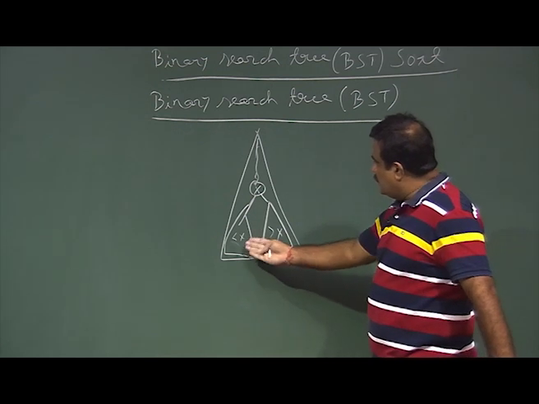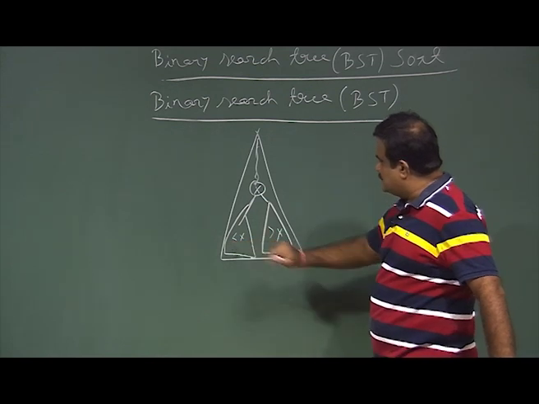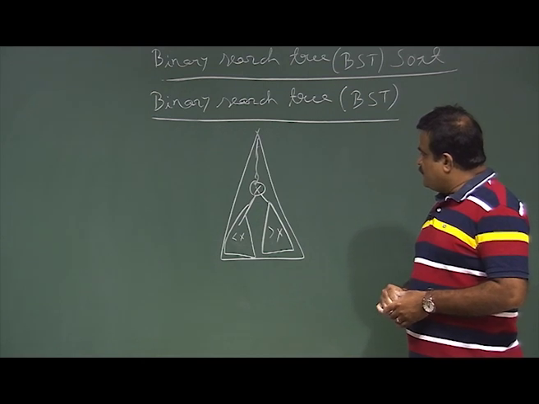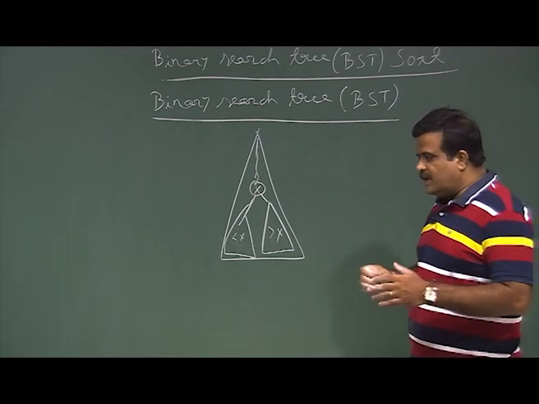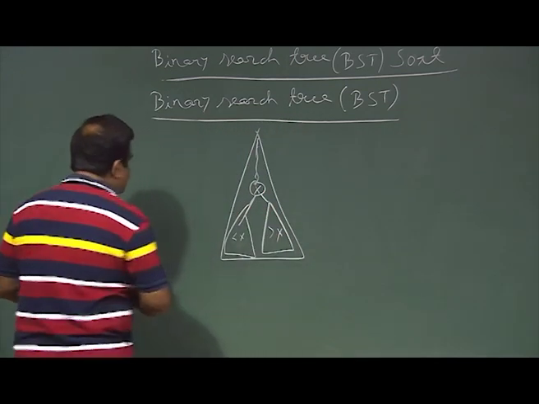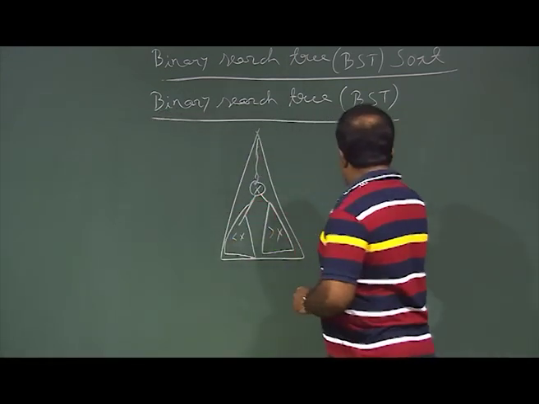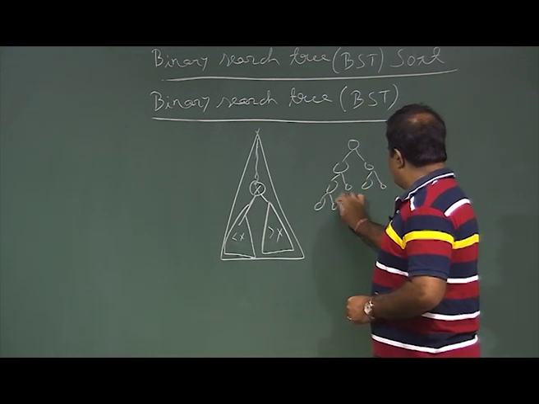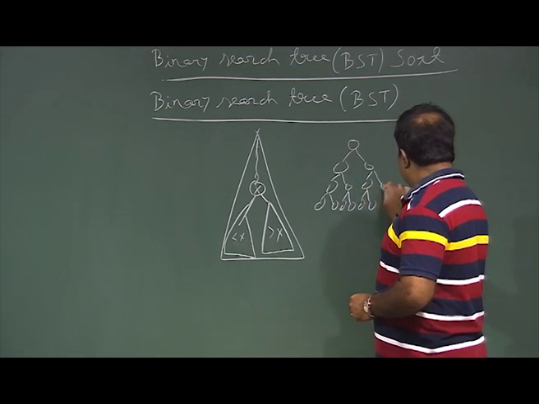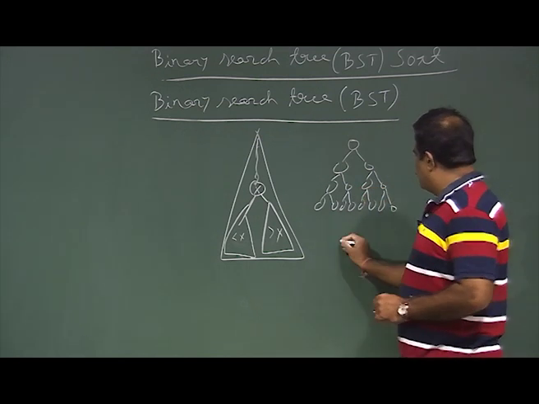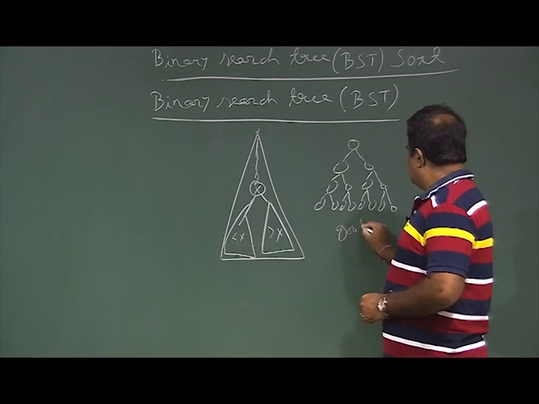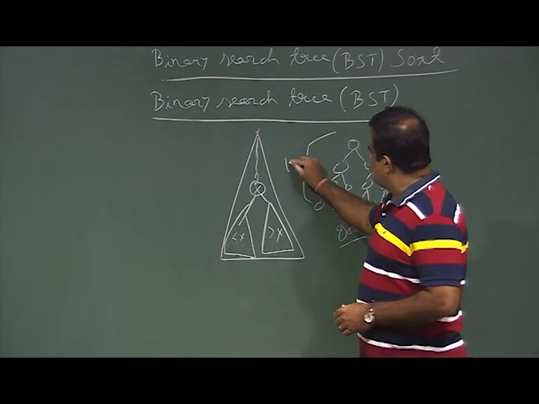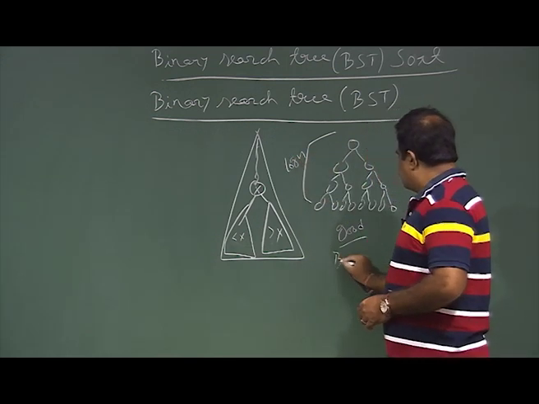So all the elements in the left side of the tree are less than x, and all the elements in the right side must be greater than x. Okay. So there are some good trees and bad trees. What are the good trees? Suppose we have a tree like this. This is a good binary tree. Why? Because it is balanced. Good in the sense that it is balanced, the height is log n. If there are n nodes, the height is log n. So this is a balanced tree.